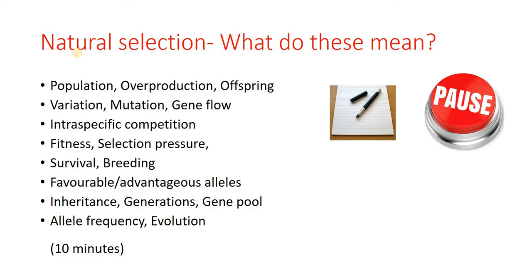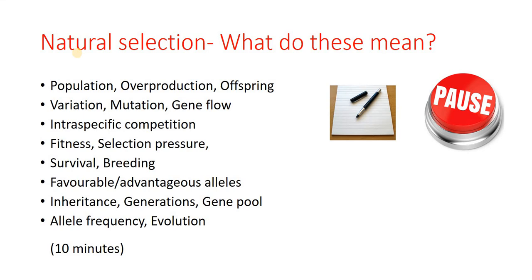Hopefully you followed my instructions, and let's have a look through these. Population, all of the individuals of the same species in an area. Overproduction, parents will produce more offspring than are going to survive. Offspring produced by the parents. Variation, in any population there is variation. Might be height, weight, colour, resistance to something. Mutations, change in the DNA, might give you an advantage or might not.